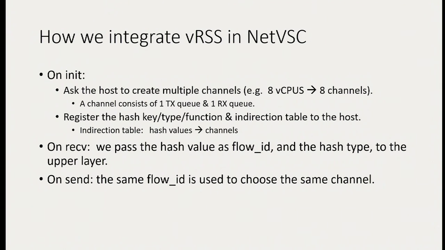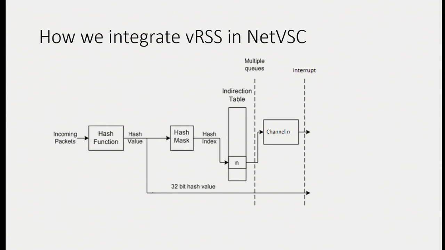And the network device driver in the FreeBSD VM registers the related hash key, hash type, and hash function, and the related indirection table to the host. Actually, this is the same concept as in the native RSS case. The indirection table, we can see in this graph.